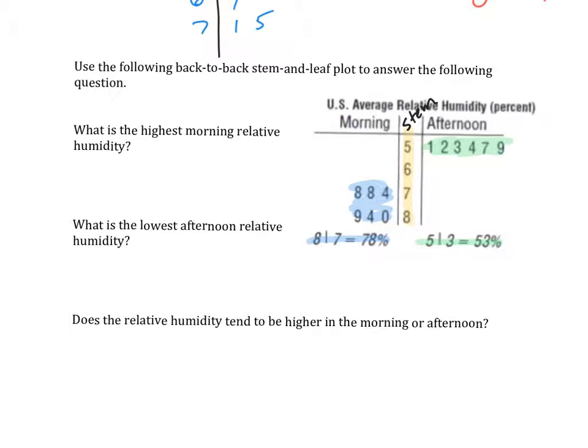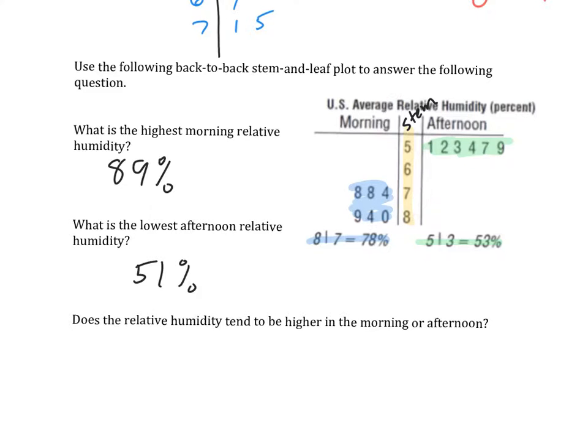Okay, so it's very important to include a key so that you know how to read the graph or the plot. Okay, so what is the highest morning relative humidity? So we're going to look at the morning side, which is the left side over here, and it's going to be 80, right? The 8 is the biggest, and 89. 89% will be our highest morning relative humidity. And then we want the lowest afternoon relative humidity will be 51%.